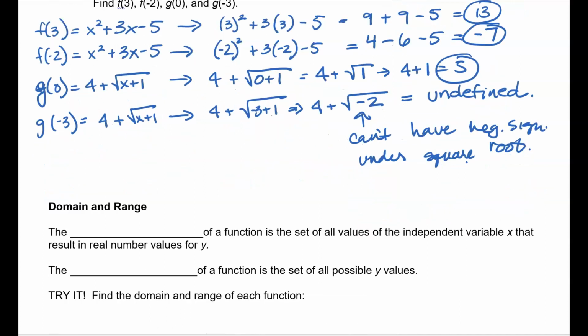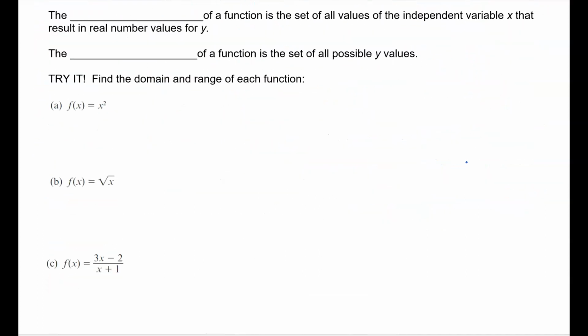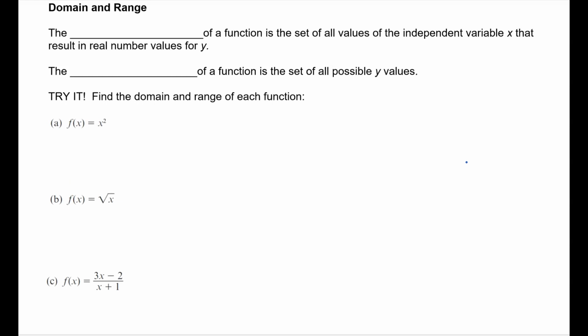So this next part can get a little tricky. We're going to domain and range. We're definitely going to rely on Desmos for this section because it'll make this a little bit easier. I'll start by explaining what they are. The domain of a function is the set of all values of the independent variable x. Just remember, domain goes with x. So the set of all x values that result in real number values for y. Basically what this means is all acceptable values of x that you can plug in.